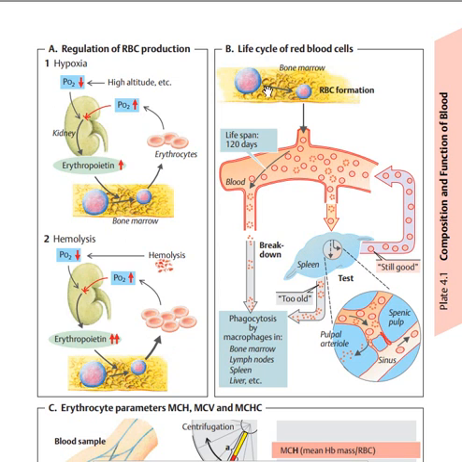Then the next point is the life cycle of red blood cells. You need to know that it first starts from precursor cells inside the bone marrow. Then red blood cells are going to enter into circulation. The lifespan of normal red blood cells is going to be 120 days in a normal person. And now it flows inside the blood, and inside the blood it is going to break down.